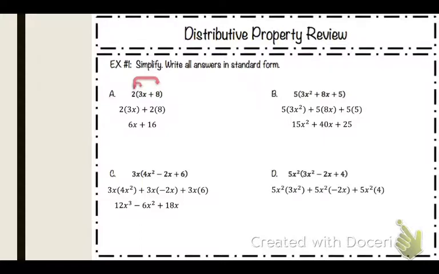Last one. So if we multiply that, we have 5x squared times 3x squared, 5x squared times negative 2x, 5x squared times 4. And you end up with 15x to the 4th minus 10x cubed plus 20x squared. Okay.